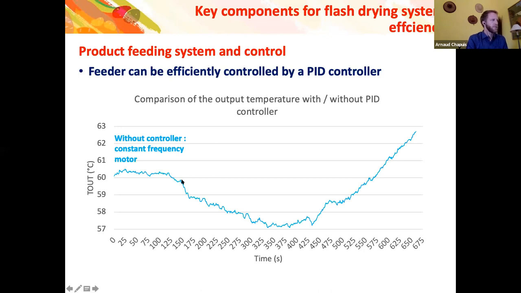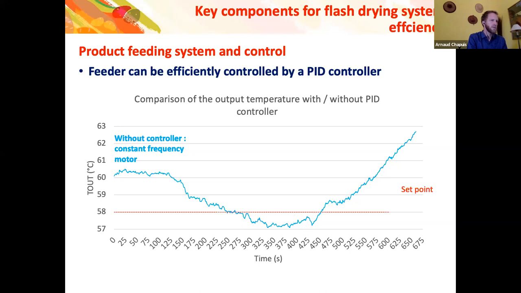Here is an example of the outlet temperature when we use a constant RPM at the screw feeder. You can see that you have quite a lot of variations of the temperature, meaning in turn that you have a lot of variations of the product moisture. The feed rate varies because the product is sticky, so you have some bridges or lumps, and the feed rate is actually inconsistent when you have only a fixed RPM.